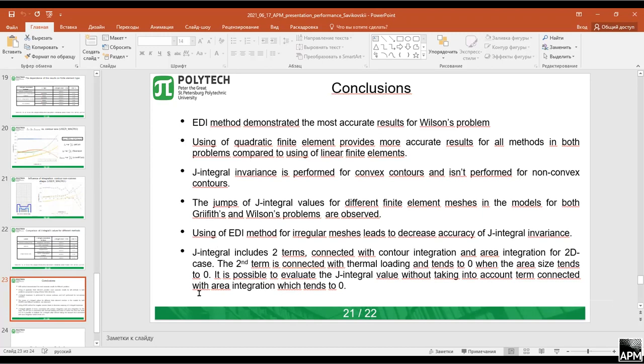The G-integral includes two terms connected with contour integration and area integration for the two-dimensional case. This second term is connected with thermal loading and tends to zero when the area size tends to zero. So it's possible to calculate the integral values without taking into account the term connected with area integration near the crack tip.